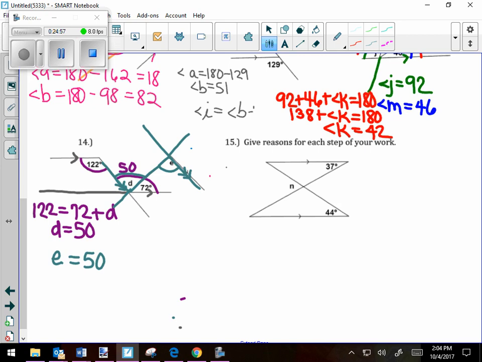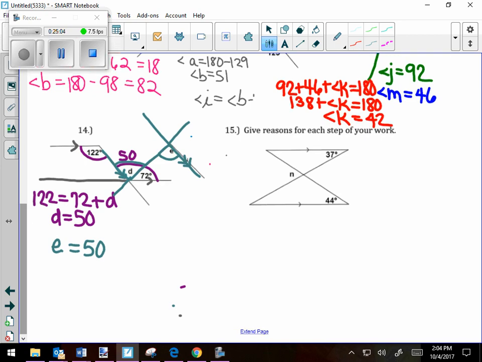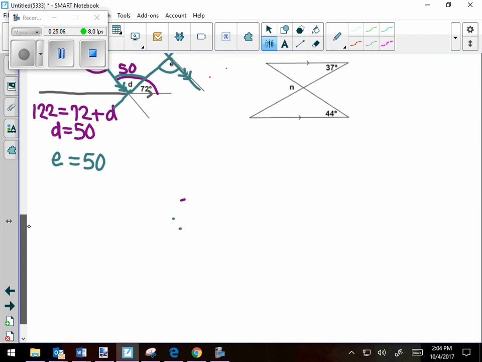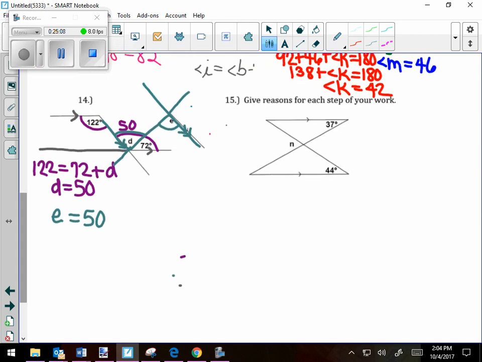In question 15, I'm going to move on to 15 now. In question 15, please notice that they're asking us to give justification or reasons for each step of my work. This is very typical on the Common Core exam. They want you to do some math and then explain what you did. So this is really our first time of going through and doing this.